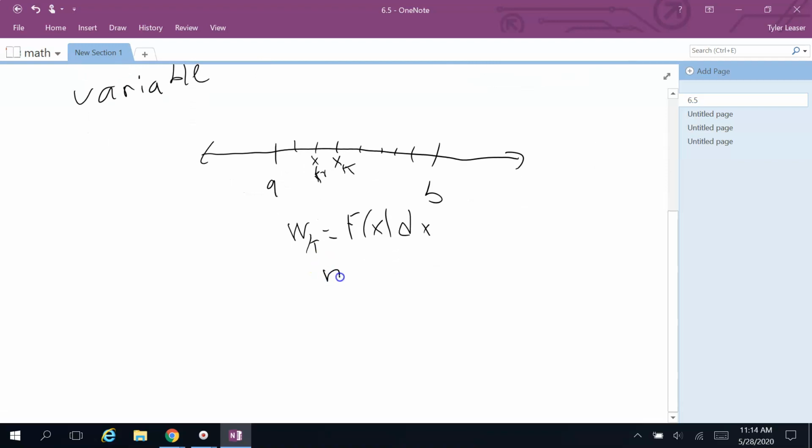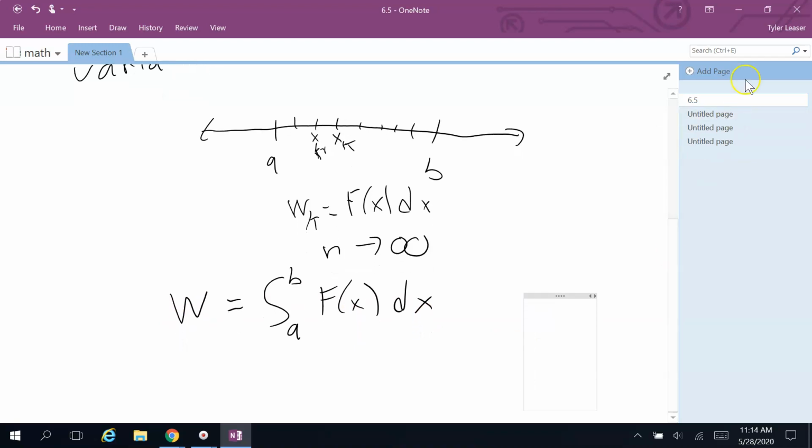We're going to take the limit as n, the number of partitions, goes to infinity, which is going to give us the integral. So when you have a variable force, the total work is going to be the integral from the first location to the end location of the force as a function of x, dx. Okay, so with variable force, this is going to be the formula that we're going to use.